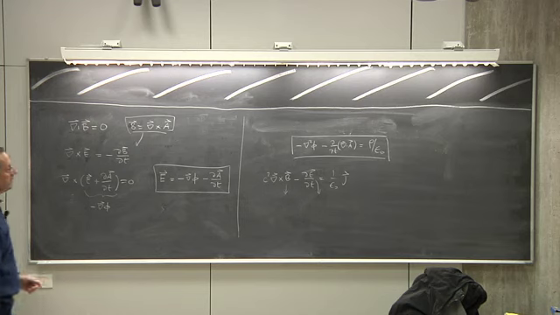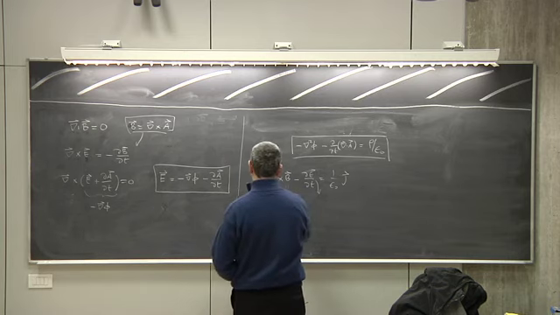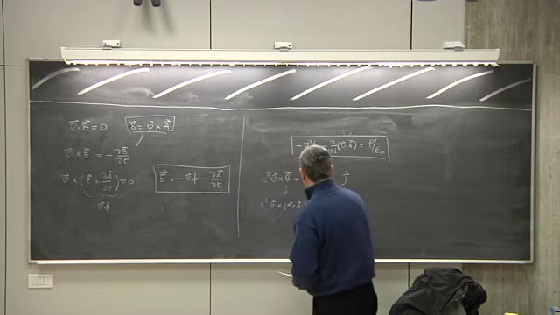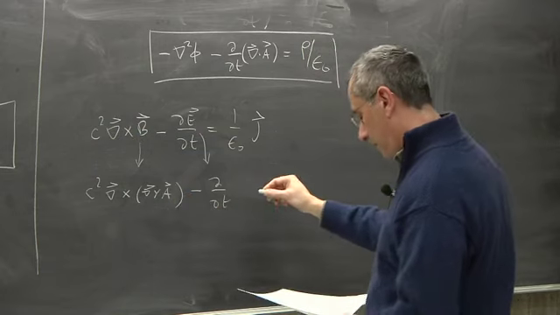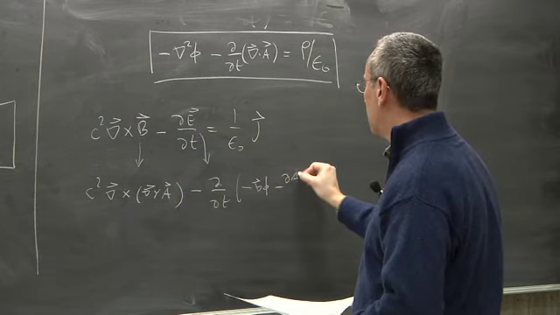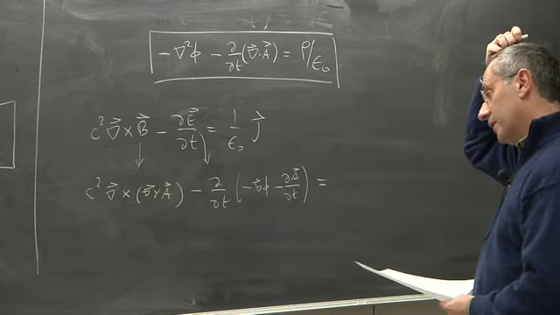I want to write the Maxwell equations in terms of the vector and scalar potential. So let's do that. So this is c squared, the curl of the curl of A, right? Minus the time derivative of E, and E is that stuff over there. So minus gradient of phi minus dA/dt. So what is this?